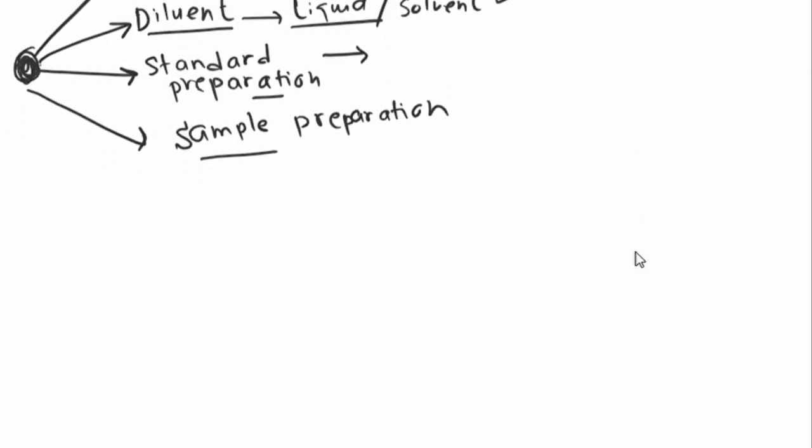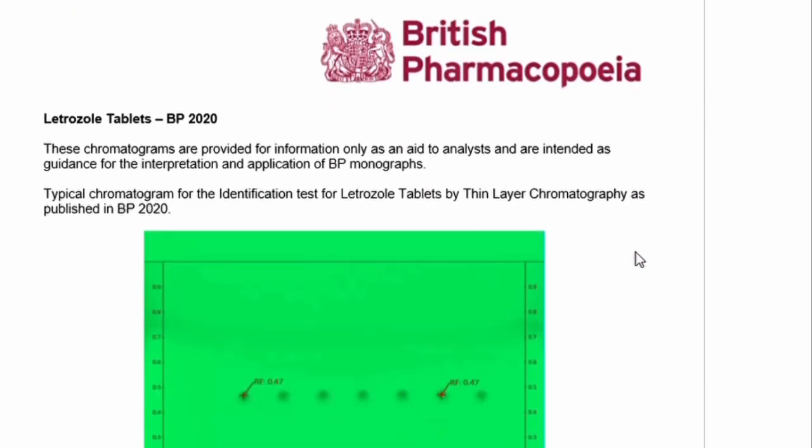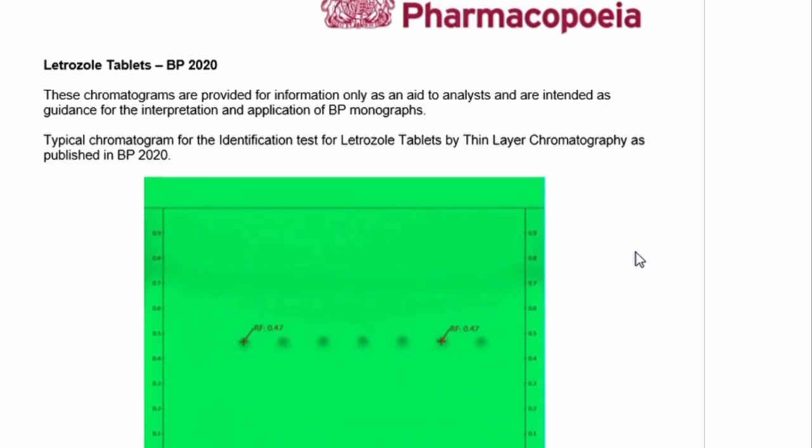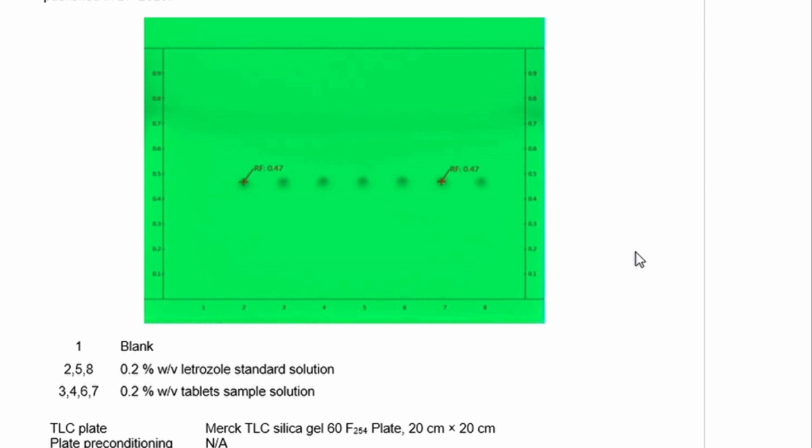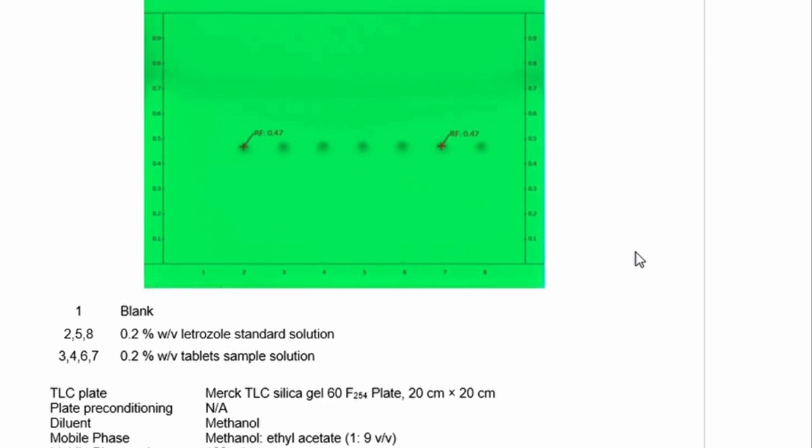Then when you are done with these things, you will come up and spot your TLC plate. I will show you one, like there's the British Pharmacopoeia, there's the Letrozole tablets, and if you see the chromatogram here, you can see these spots. There's 1, 2, 3, 4, 5, 6, 7, 8 spots. They have mentioned the first spot is a blank, then 2, 5 and 8. Where is 2? This is 2, this is 5, and this is 8.